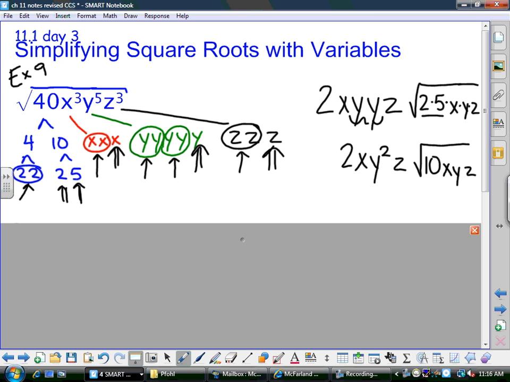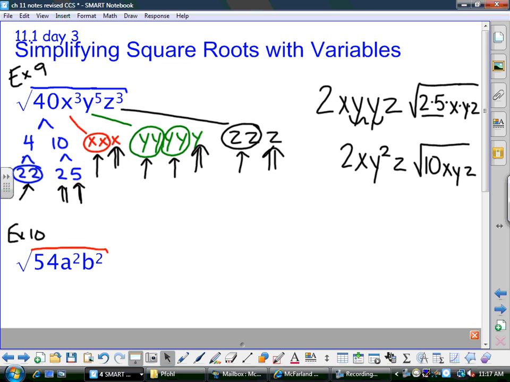So with the variables, it's the same thing. You're still just looking for pairs. With the variables, you're going to write them all out and then circle the pairs again. Let's do another one like that. The square root of 54, a squared, b squared.